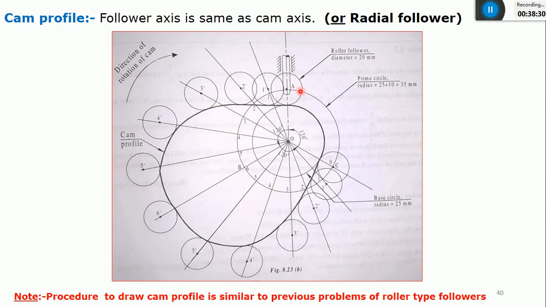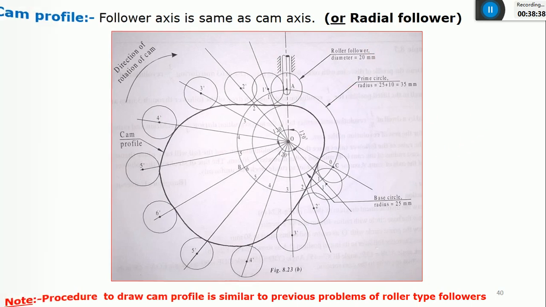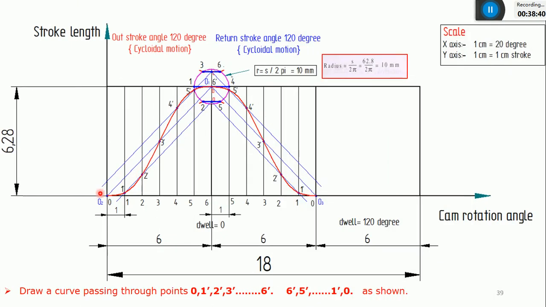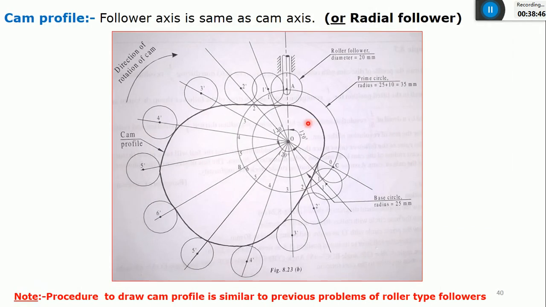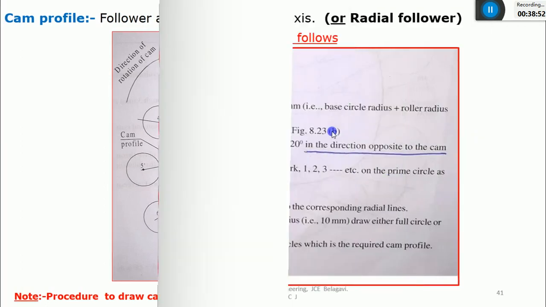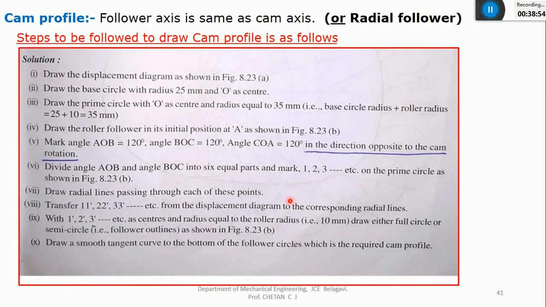The same method you used for a roller type of follower applies. There is no separate method for this cycloidal motion. Only the method will be different for drawing this displacement diagram. Only I want these vertical distances. Okay, the remaining steps are the same to draw this cam profile. So please take this as an assignment. You can take these steps and try to complete it.